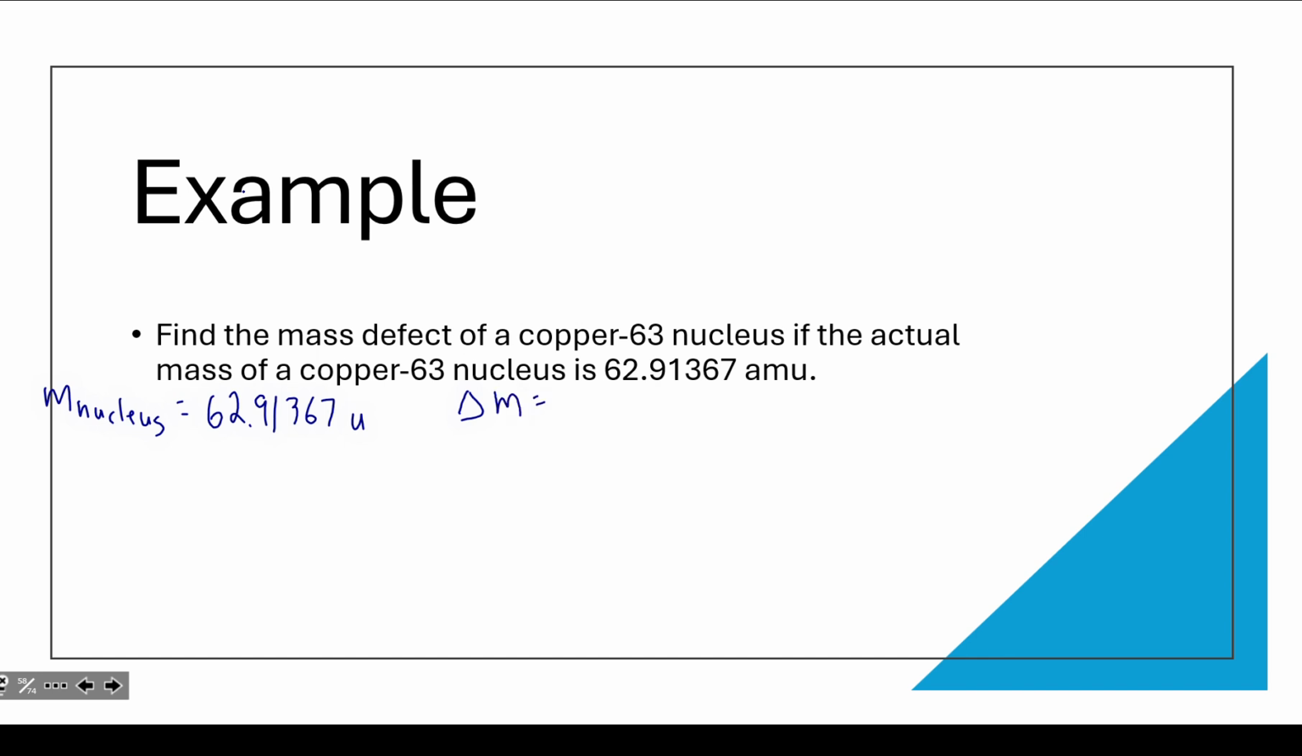Now to find the mass of my protons, I'm going to take the number of protons and multiply it by the mass of each proton. And then I can do the same thing for the neutrons: neutrons times the mass of each neutron. And then I subtract the mass of my nucleus.